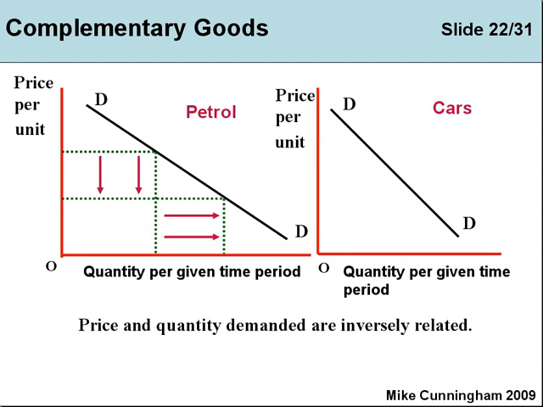Now, as the price of petrol falls, more petrol will be sold. It's cheaper, let's say, to buy petrol. If it's cheaper to buy petrol, then perhaps there will be more cars, because petrol is cheaper, cars will be a more attractive way of travelling. So again, we have the relationship here of a complementary good.